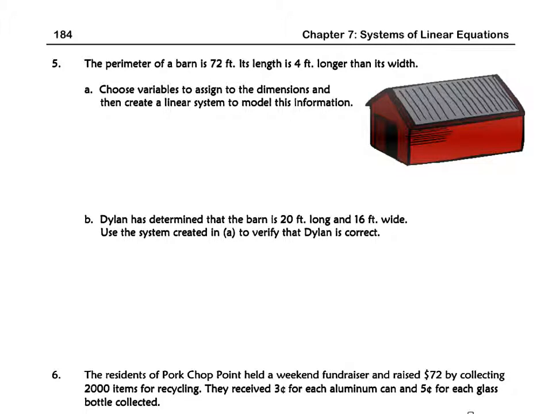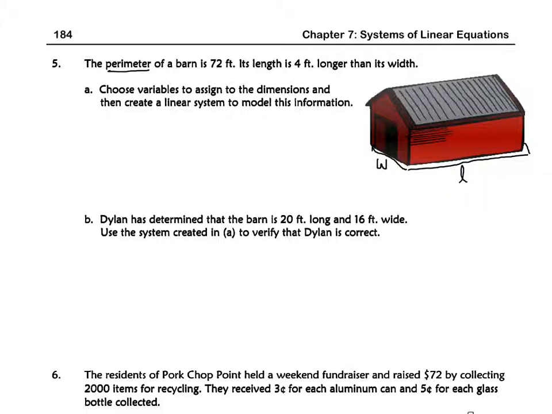Example number 5 is an example about the perimeter of a barn. Perimeter, you should know from earlier years, is the distance around. When they're talking about the perimeter of the barn, they mean the distance around the outside of the barn at the base of the barn. So basically the distance all the way around the back and sides and everything. The distance all around the base of the barn is 72 feet, and its length is 4 feet longer than its width. So we have to come up with variables because we're talking about the length and the width here. So we're going to let L be the length and W be the width.